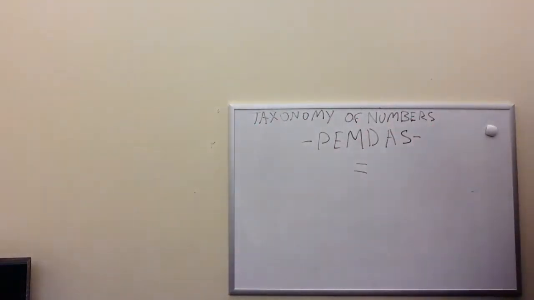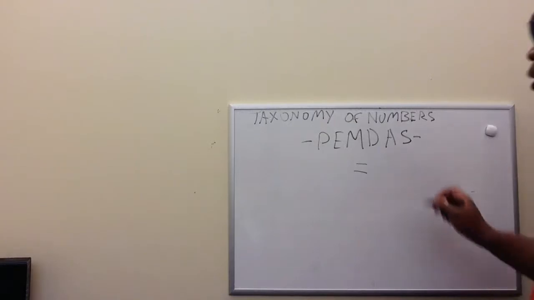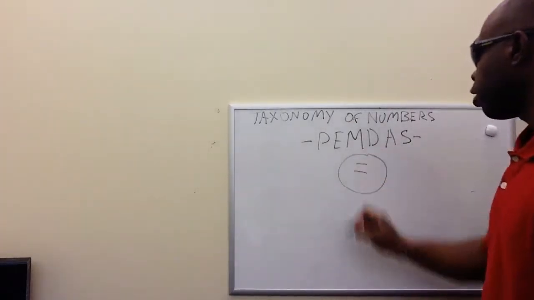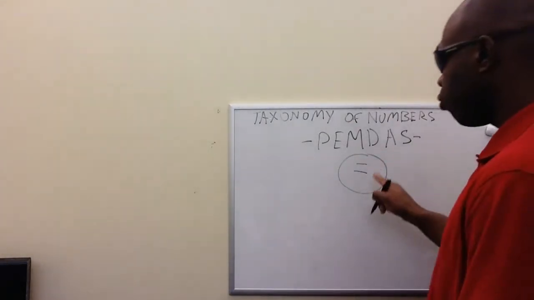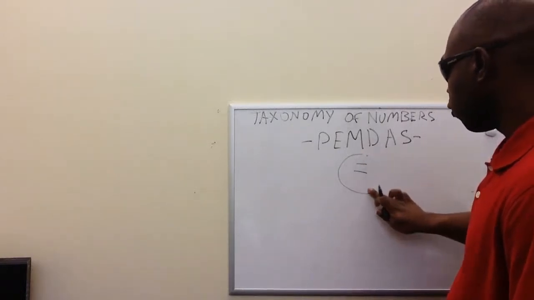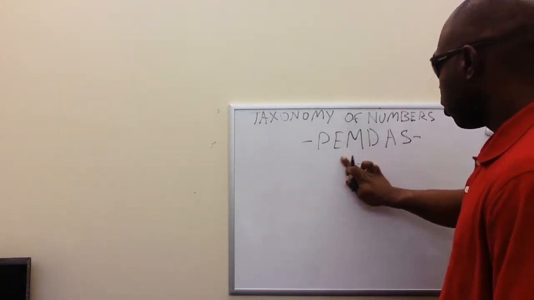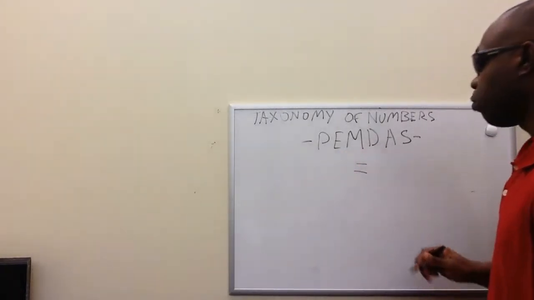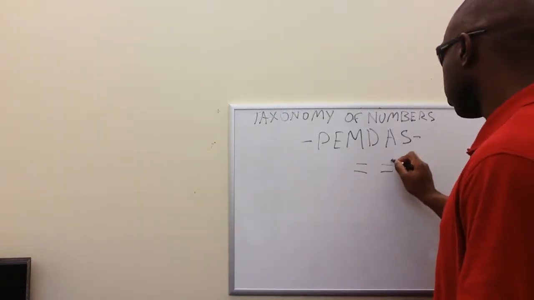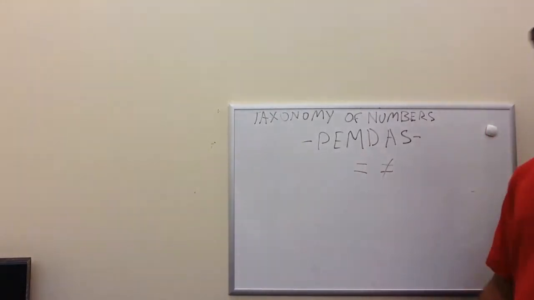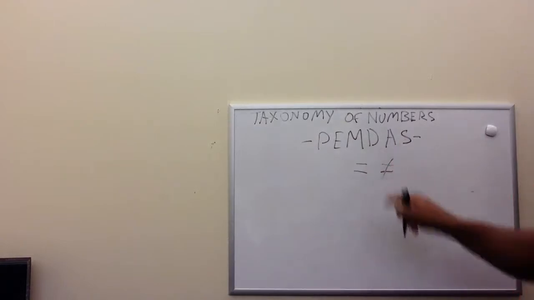equal sign. The equal sign is the absolute authority in mathematics. There are two basic representations of this symbol. I will call this one the open equal sign, and I'll call this one the closed equal sign. So something is either equal or not equal.